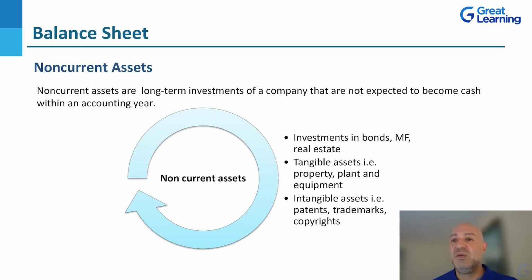Non-current assets. So non-current assets, they're long-term investments of a company that are not expected to become cash within an accounting year. So it's something that you kind of set and forget. It's money that you have, but it's longer term in nature. Real estate is a really good example because real estate is not the most liquid investment. If you want to park your money there for 5-10 years, again, that's over a year. So it's a long-term investment. Think of it this way, things that are not liquid, they are tough to sell, and it's beneficial to hold on to for a period of time.